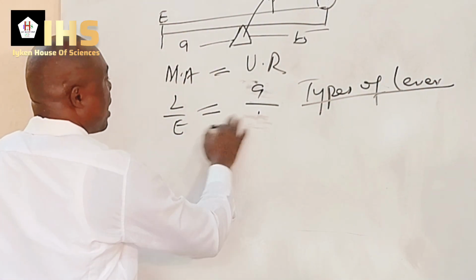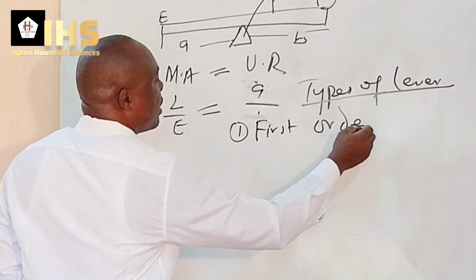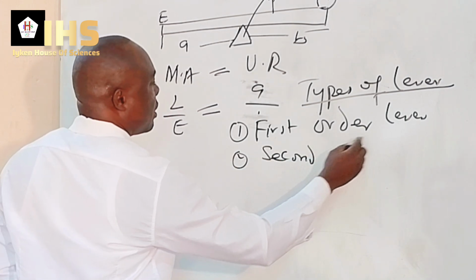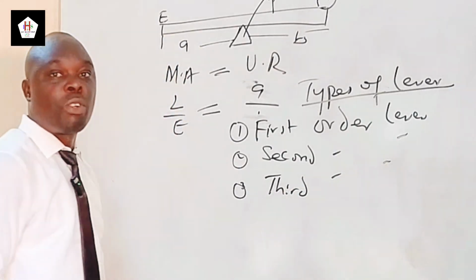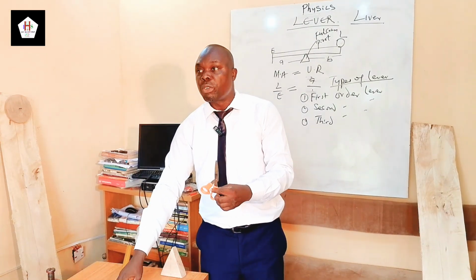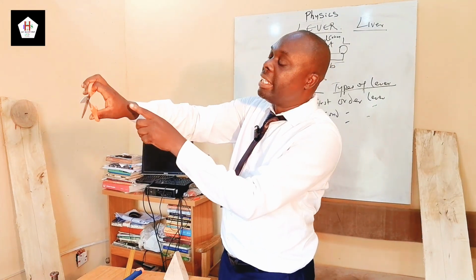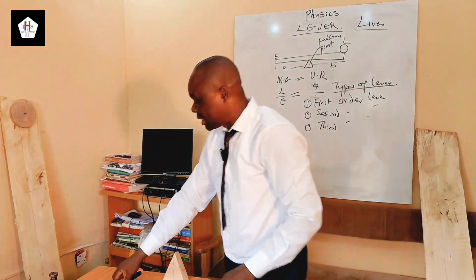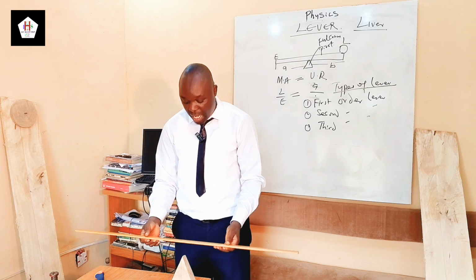So here we classify lever into first order lever, second order lever, and third order lever. What is the first order lever? First order lever is found where the fulcrum, the part that rotates, is between the effort and the load. So this principle of moments is a type of first order lever.